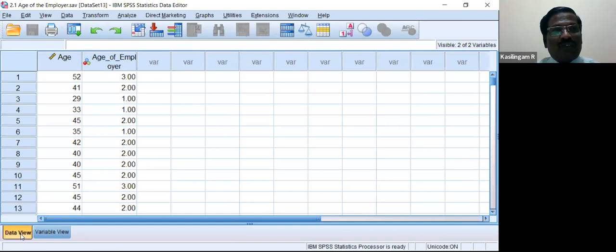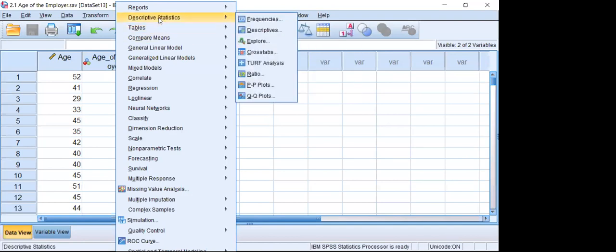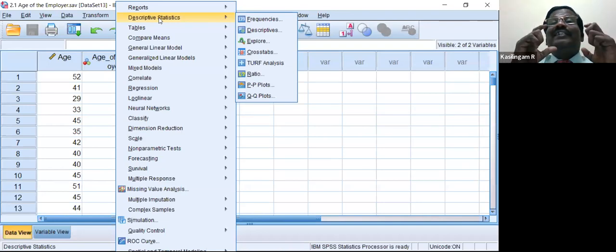Now for a ratio data, I can use mean, right? So let me use a mean. I'm going to teach some more. So now analyze descriptive statistics. Descriptive statistics means describing, right? If you have one data, we are going to describe that data.